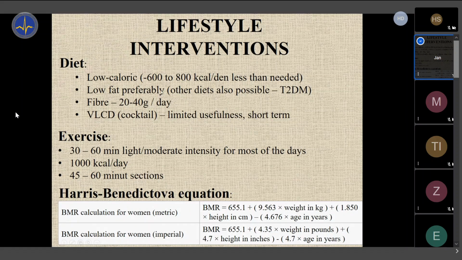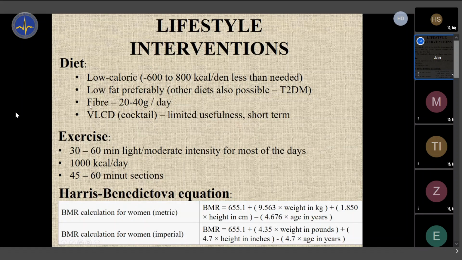How to achieve it? The easiest way, even though I understand there are other ways, there are low carbohydrate diets, ketogenic diets. Everything is fine if you can provide the reasoning, I'm fine. But the easiest way is just to cut fat, because fat is rich in energy. So a low fat, low caloric diet is a cornerstone of dietary intervention, even though other diets are possible, as long as they are low caloric and provide all the other nutrients, we are fine.